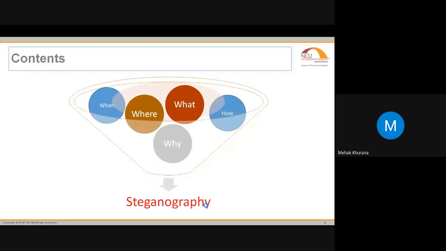Yes, ma'am. So we'll be understanding the main contents: what is steganography, where we are going to use it, why we are going to use it, how and when. The main point here is that we need to understand what exactly steganography is, and in which fields we are going to use it. So next slide.